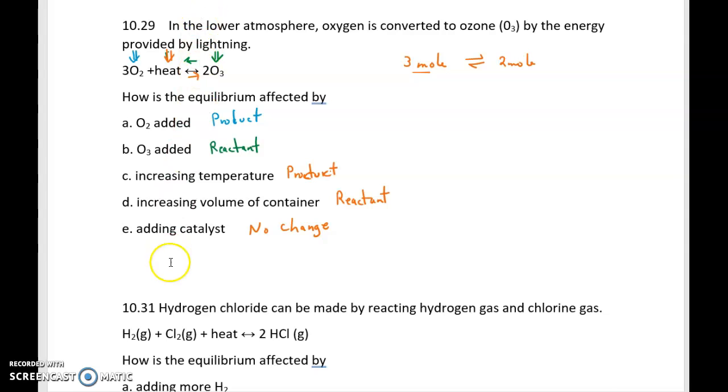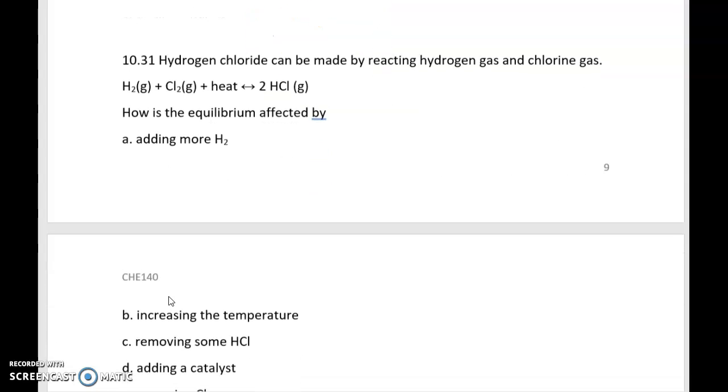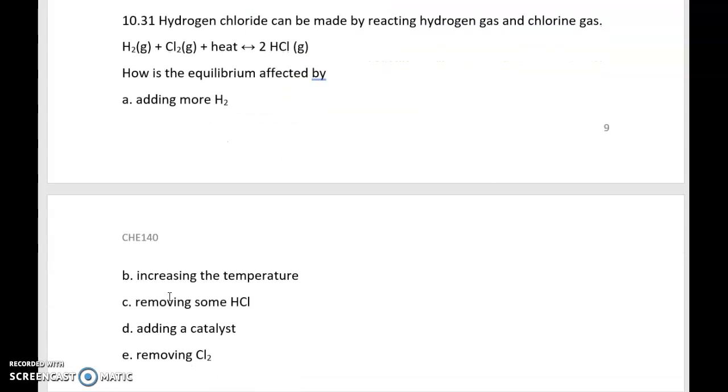So let's look at this next one. Here we've got hydrogen chloride, which can be made by reacting hydrogen gas and chlorine gas. If we add a reactant, then we can expect to make more product. If we increase the temperature, heat here is added just like it's a reactant, so we're going to make more product.